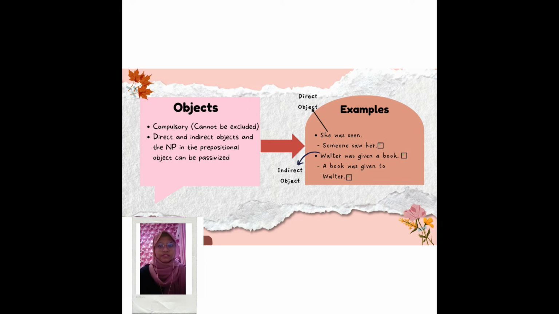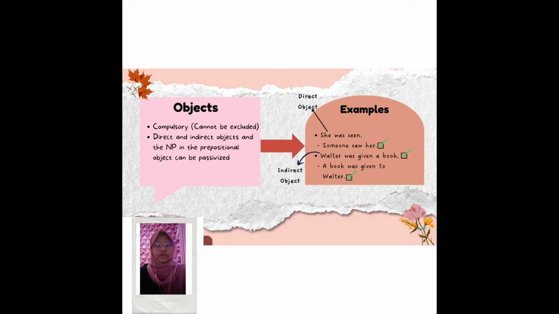Objects are compulsory in a sentence. They cannot be excluded, otherwise the sentence will become incomplete. Direct and indirect objects and the noun phrase in the prepositional object can be passivized. For example, she was seen. She is a direct object. This sentence is correct. While if we put it in another structure, it is still correct.